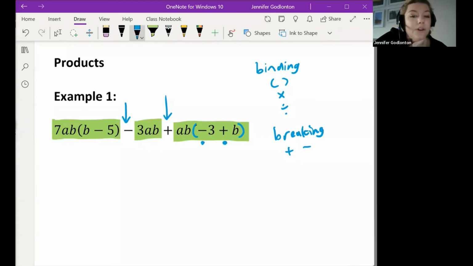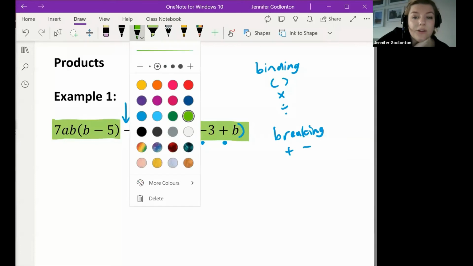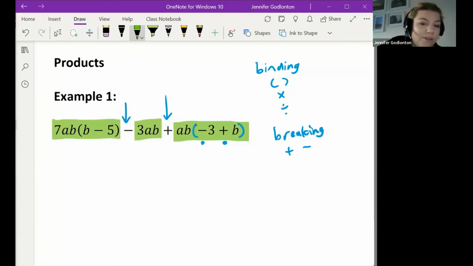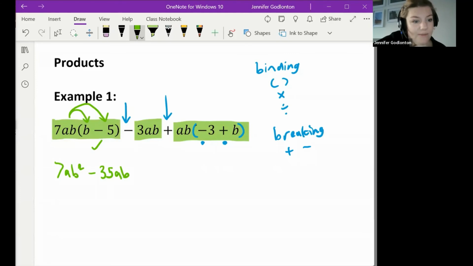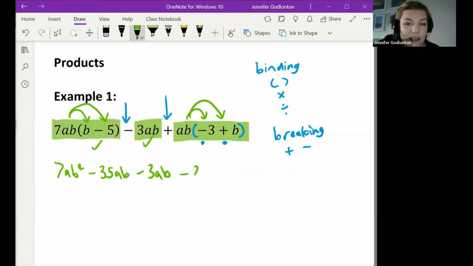When we have those terms, we know what to do. So our first step is identify your terms. Second step is to simplify each term. In this first term, in order for me to simplify it, I'm going to have to do distribution. So I need to multiply that 7ab to my first term. So 7ab times b is going to give me 7ab squared. And then times my second term, 7 times -5 will give me -35ab. That's my first term simplified. Second term is just -3ab. Done. Third term, I'm going to bring this ab into both terms. I'm going to get -3ab plus ab squared, simplified.